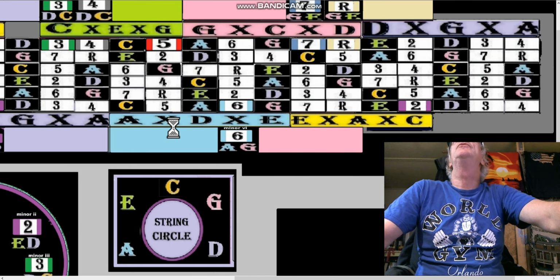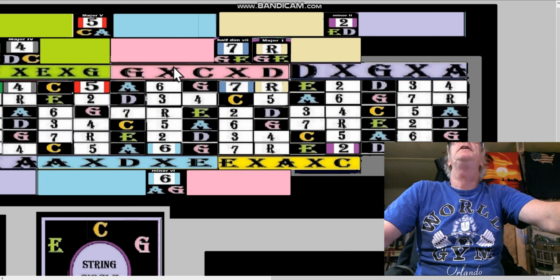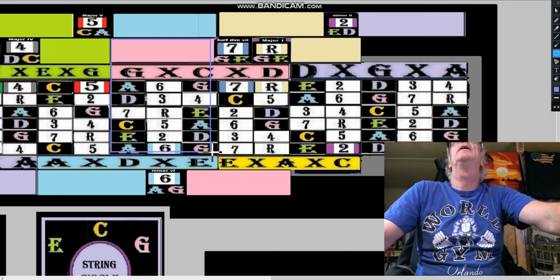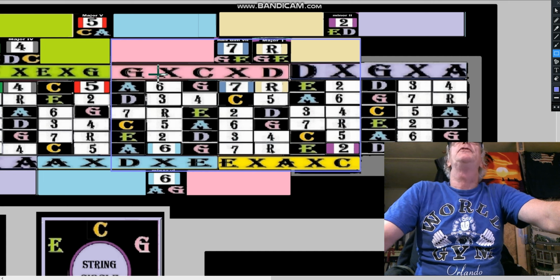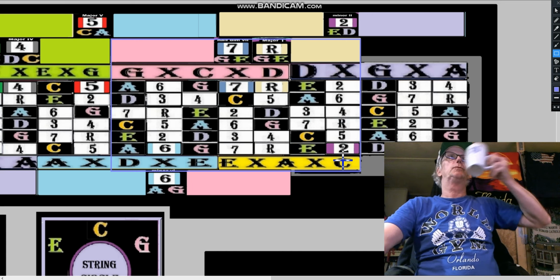Anywhere you see a root on here, let's look at GE first of all. Here's the GE banner, and that is going to cover this zone here. So we have our G cage and we have our E cage right there.